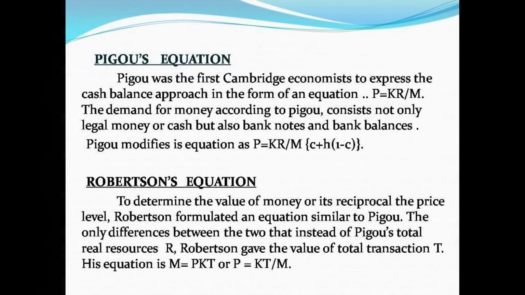Next, Pigou's equation. Pigou was the first Cambridge economist to express the cash balance approach in the form of an equation, that is, P = KR/M, where P is the purchasing power of money or the value of money. K is the proportion of total real income or resources which people wish to hold in the form of titles to legal tender. R is the total resources or real income, and M refers to the number of actual units of legal tender money.